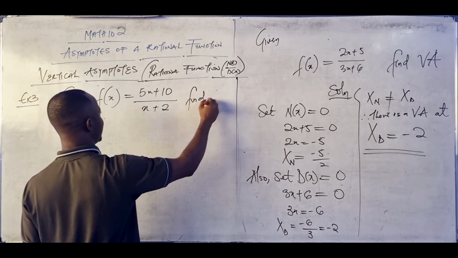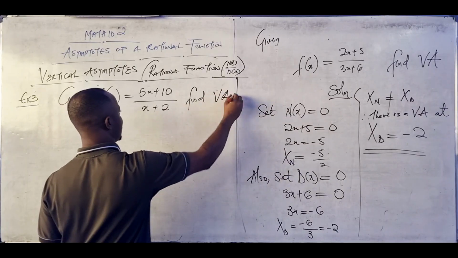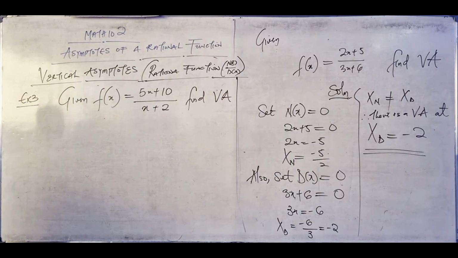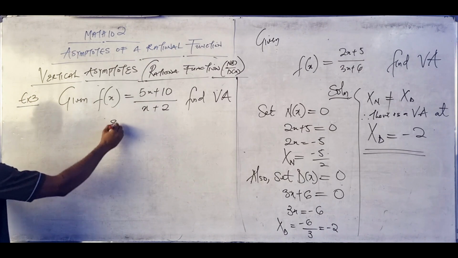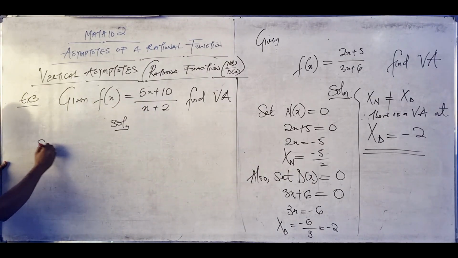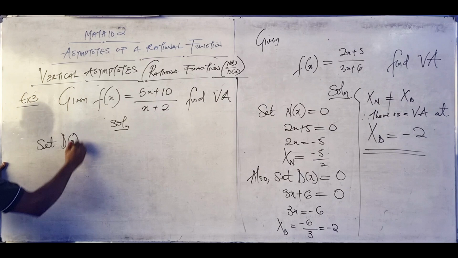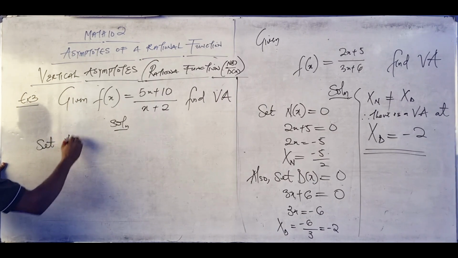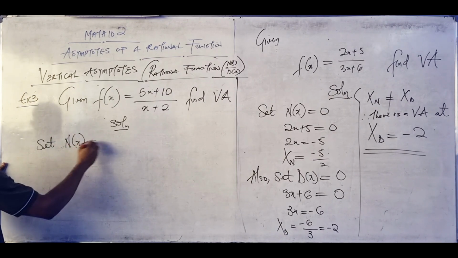Find the VA of the function with x plus 2. There is no vertical asymptote, but there is a horizontal one. I've not entered horizontal yet, right? Let us analyze vertical first. What do we do? The solution is that we have to set the numerator, N of x, equal to what first? 0.